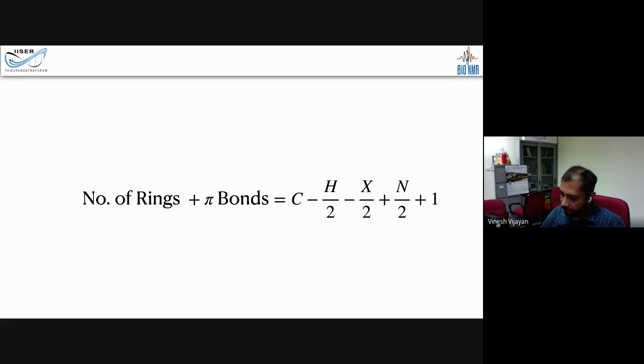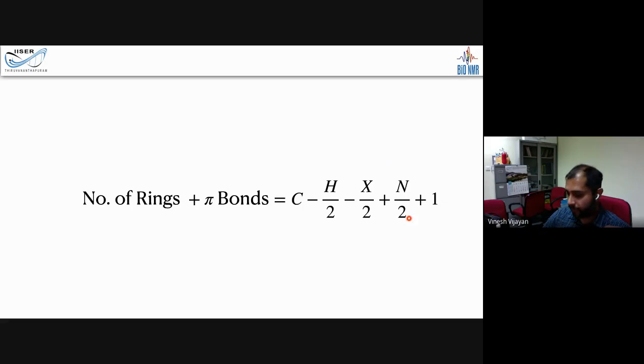Normally, in colleges, for the students at least, they give you an atomic formula, and you have to find out the molecular structure of it. So they give carbon this many, hydrogen this many, nitrogen this many, oxygen this many. And we have to find out the structure using NMR, IR, and things like that. So the first thing that one should do is to find the number of rings plus pi bonds, double bonds in your sample. That is equal to number of carbons minus the number of hydrogens divided by 2, minus number of halogens divided by 2, plus number of nitrogens divided by 2, plus 1.